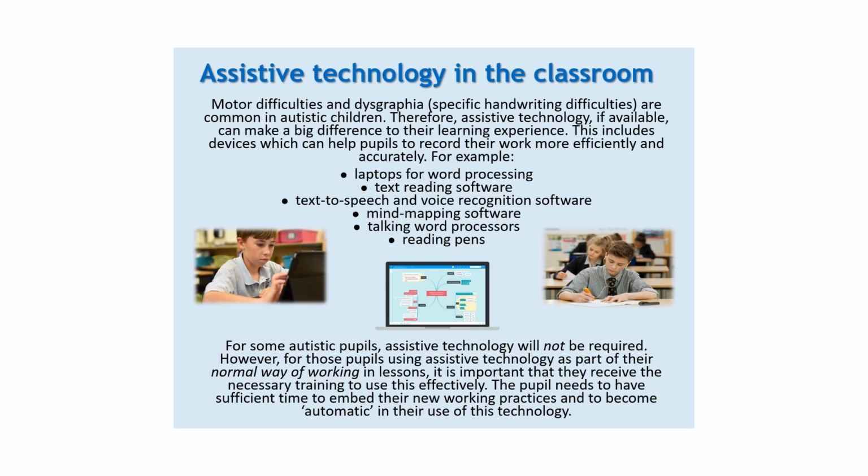and reading pens. For some autistic pupils, assistive technology will not be required. However, for those pupils using assistive technology as part of their normal way of working in lessons, it is important that they receive the necessary training to use this effectively. The pupil needs to have sufficient time to embed their new working practices and for it to become automatic in their use of this technology.